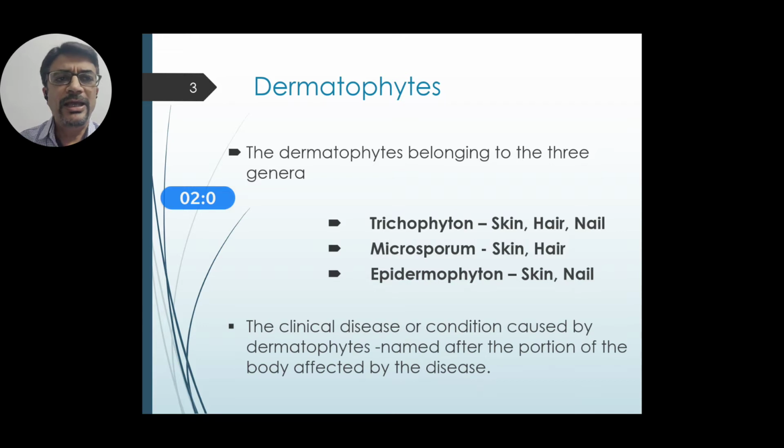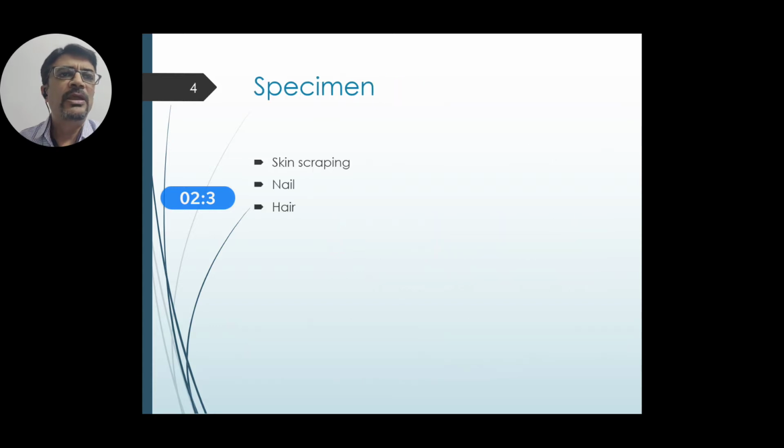And the clinical disease or the condition caused by dermatophytes are named after the portion of the body which is affected by the disease, like we have discussed in the previous session, that if it is on the head, then it is known as Tinea capitis. If it is of the beard region, then it is known as Tinea barbae, etc. So that we already know. Now we are dealing with how to diagnose the disease.